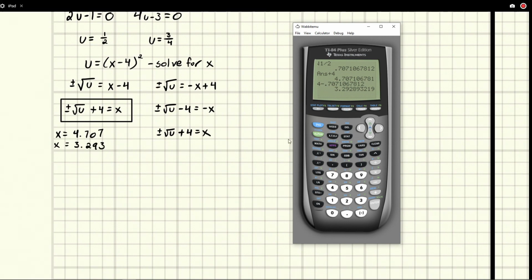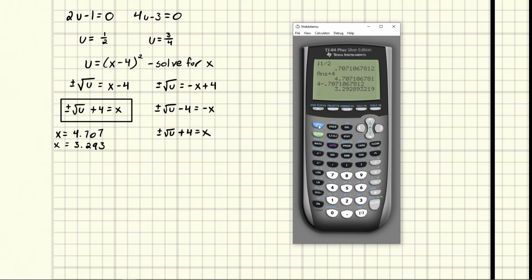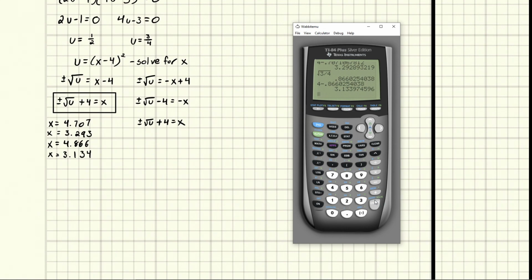And now we've got to do the same thing for 3/4. So we're going to have a square root of, and what do we got here? We got 3/4. So we're going to do 3 divided by 4. And we get this. So one x is going to be 4.866. And the other x is going to be 4 minus this. So we're going to do 4 minus this thing. And we get 3.13. Oh, we'll go to 3 places. We'll be consistent. Okay, so these are all our x values that can make the equation true.